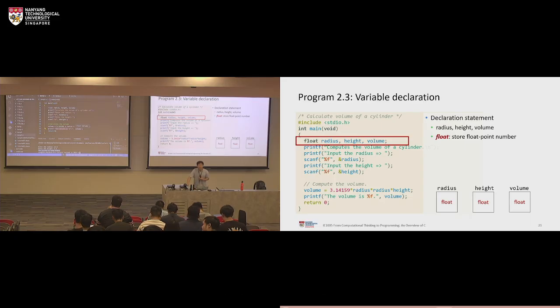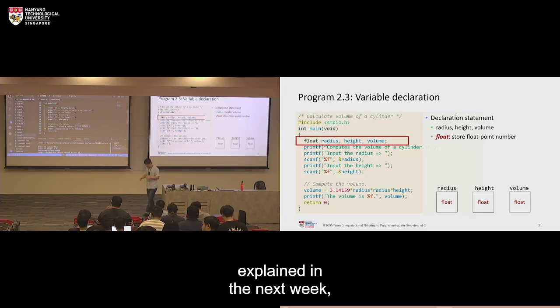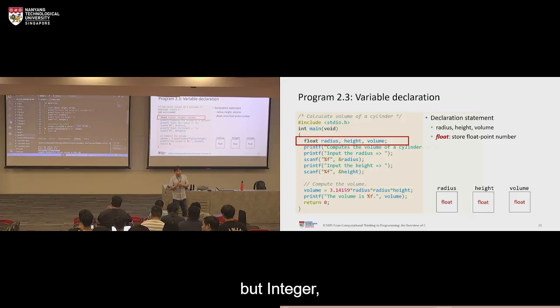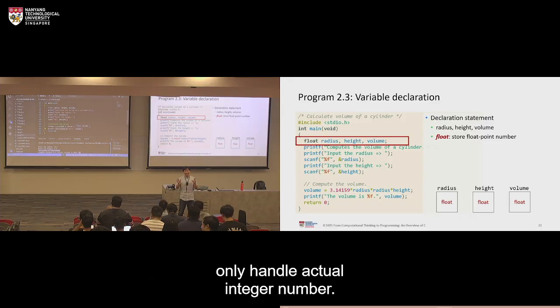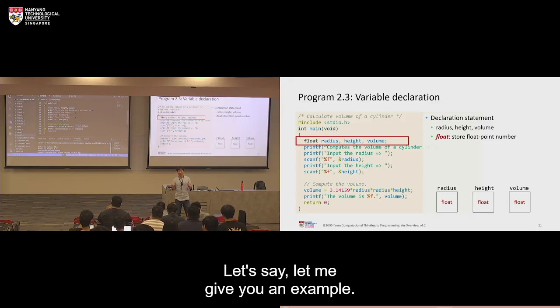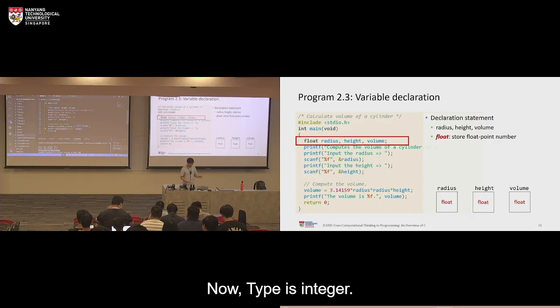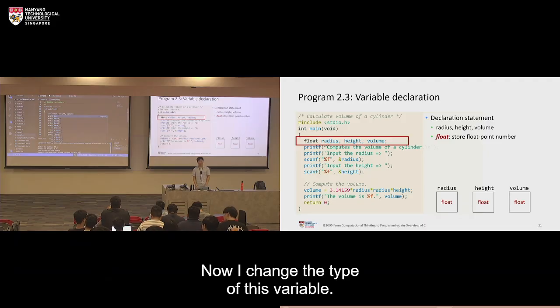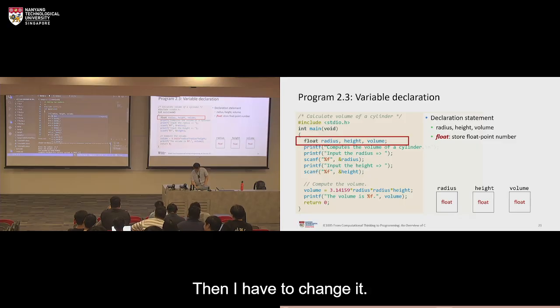Okay, any question? Oh, this is a very good point. Actually, it will be explained next week. But integer only handles actual integer numbers. So let me give you an example. Now, the type is integer. Now I change the type of this variable. Then, of course, I have to change it.